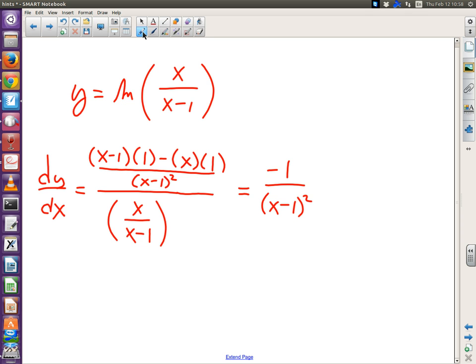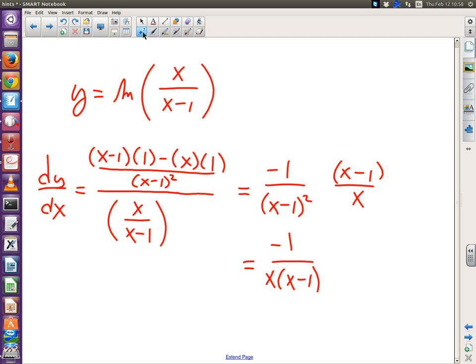Now, how do you divide by that denominator? The denominator is a fraction, x over x minus 1. How do you divide by a fraction? You never do. You multiply by the reciprocal. And so what happens? The x minus 1 is reduced. So you get -1 on top and x times x minus 1 on the bottom, and there's your derivative.